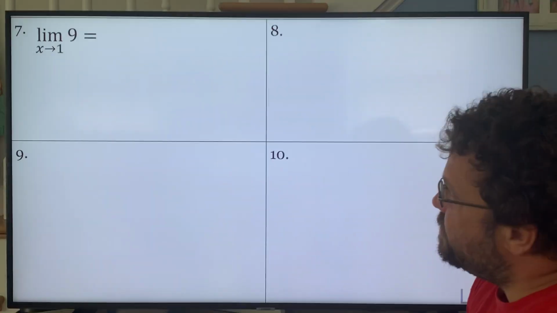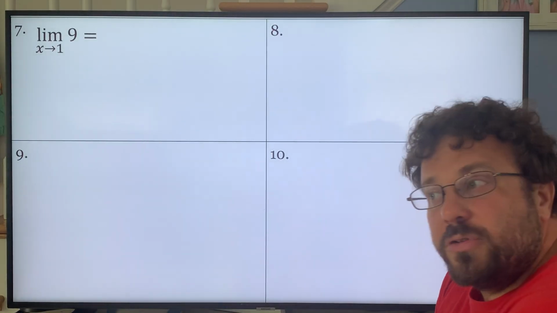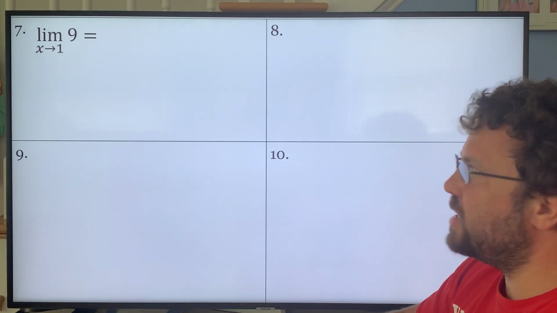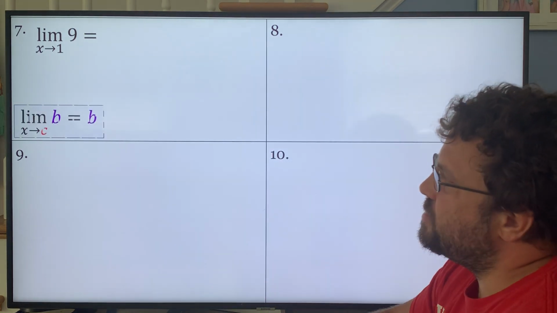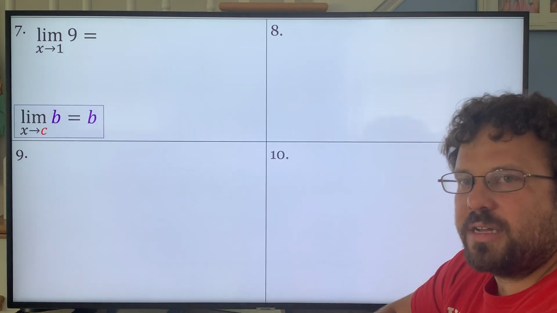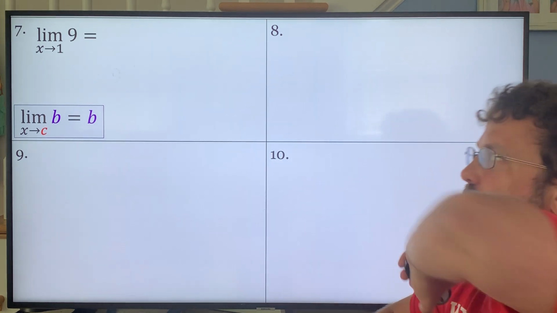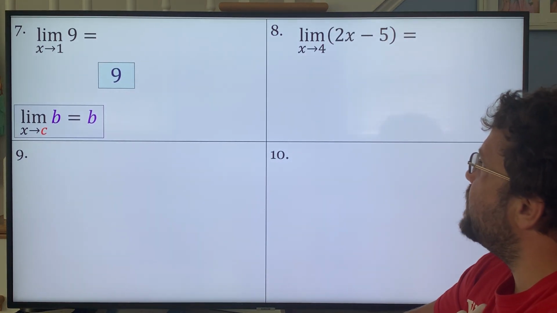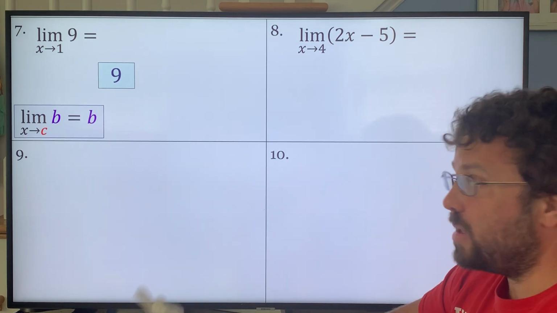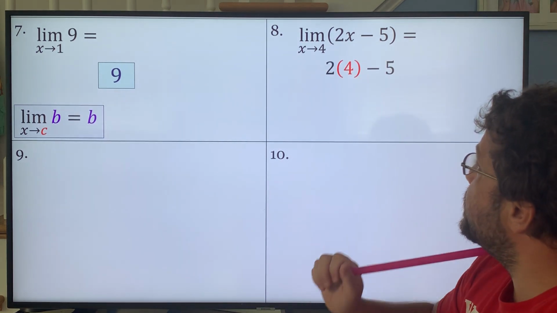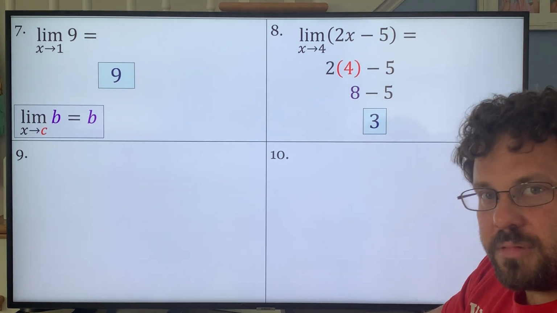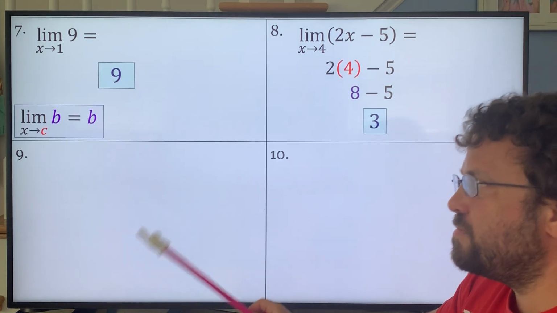All right. Let's go through some answers. And you couldn't do any of this at the beginning of the year. Now you guys should be experts. Limit of a constant. No matter what x approaches, it is that constant. So your answer should be 9. Very good. All right. Limit of 2x minus 5. Remember step 1. Plug in x. So if I plug 4 in here, 2 times 4 is 8 minus 5 is 3. Yes, it is that easy.